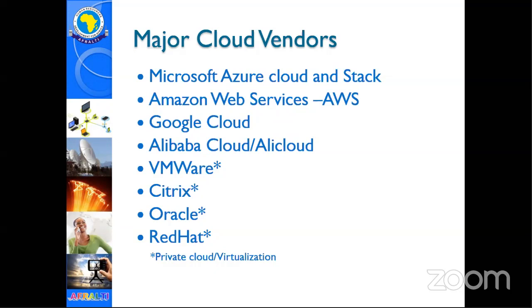There are also other cloud vendors, such as VMware, Citrix, Oracle, Red Hat. And as you've seen, these other vendors mostly focus on private cloud virtualization, so that they can offer a private cloud for you. So today, if you need to run a private cloud, you have the option of going to Microsoft Azure Stack, or you can use VMware or Citrix or Oracle or Red Hat to create a private cloud in your premises. So that is the major difference between these players.